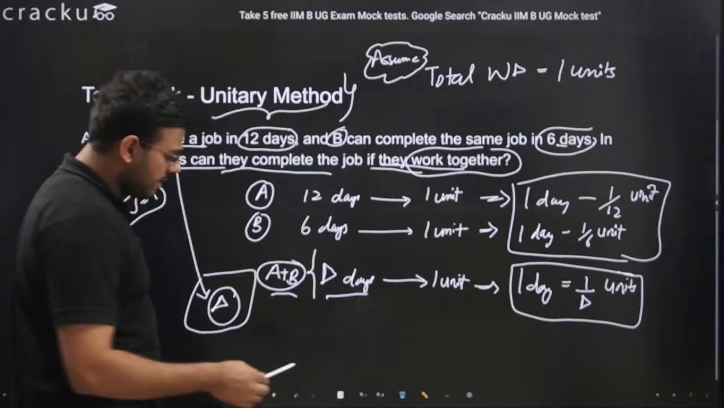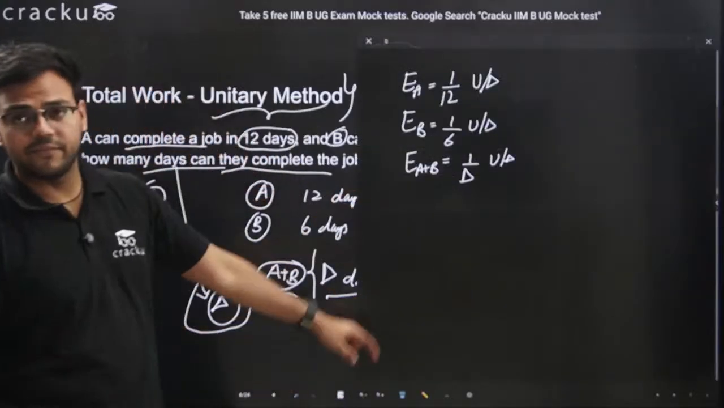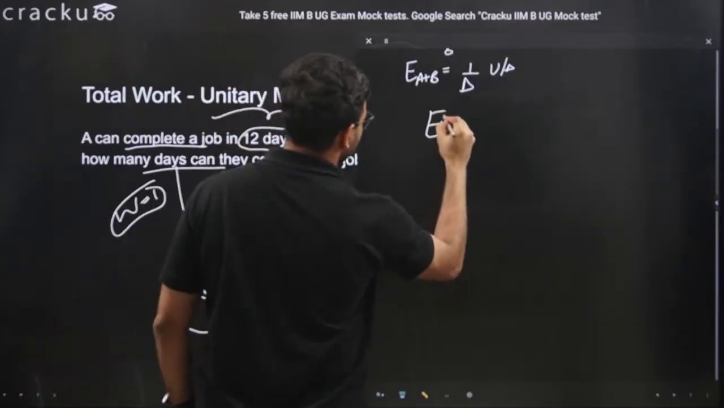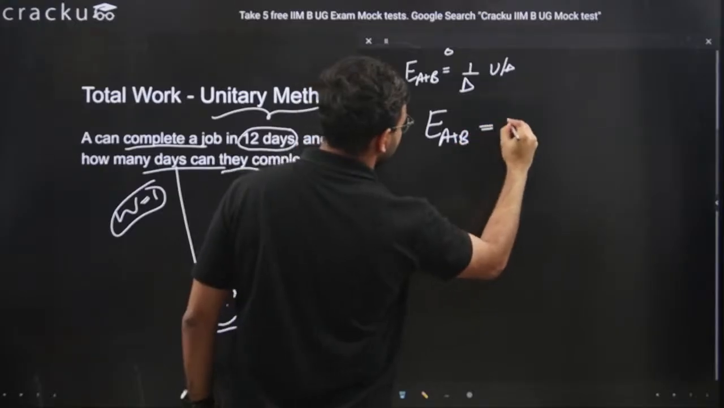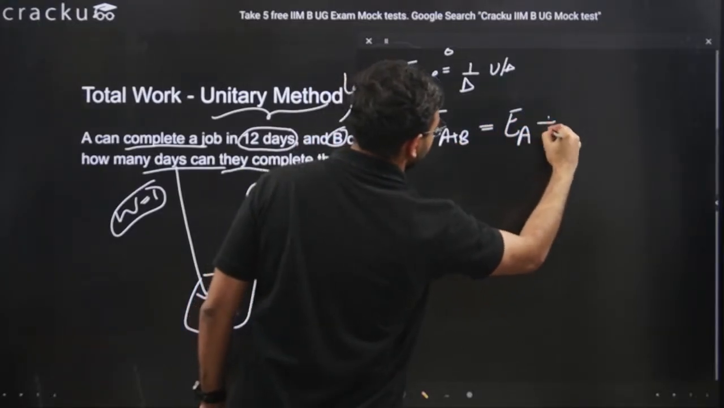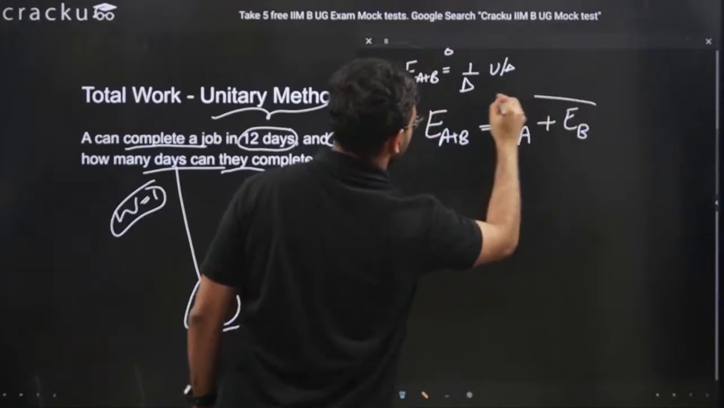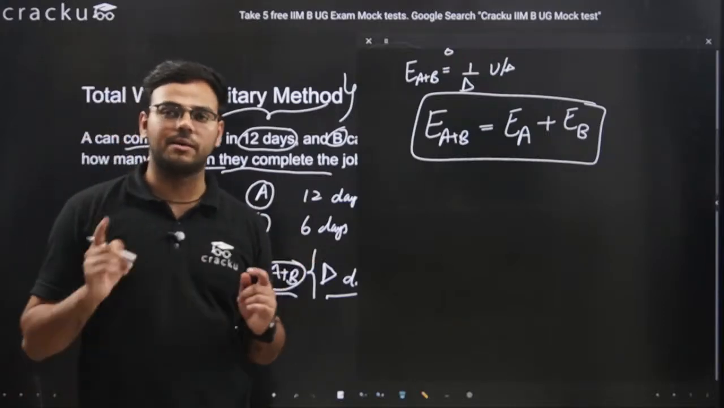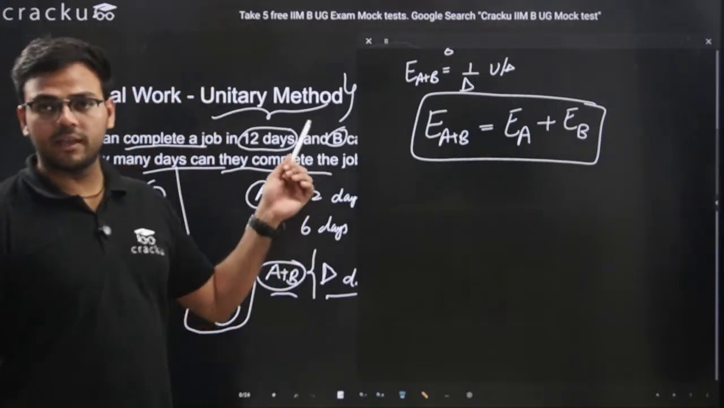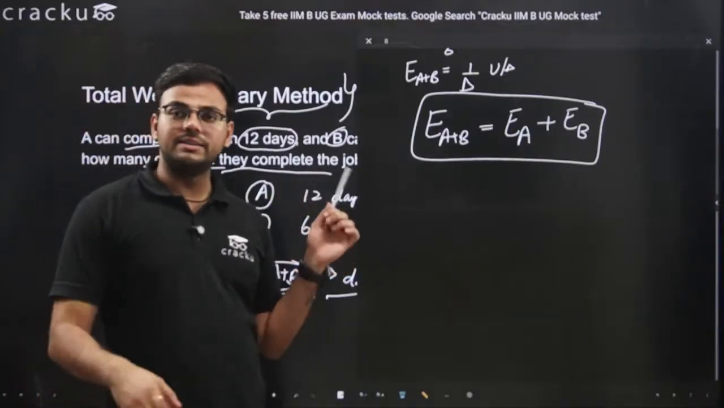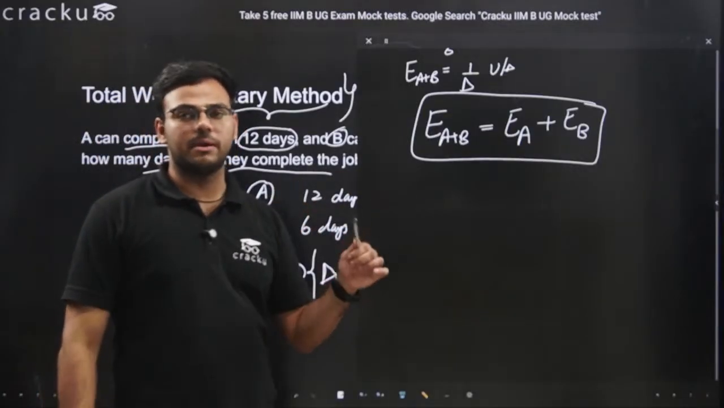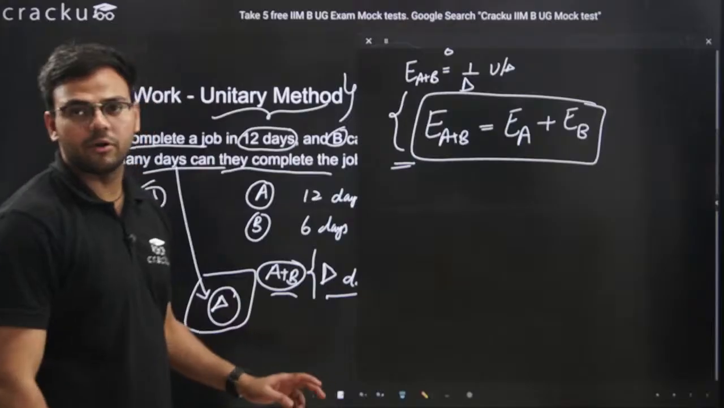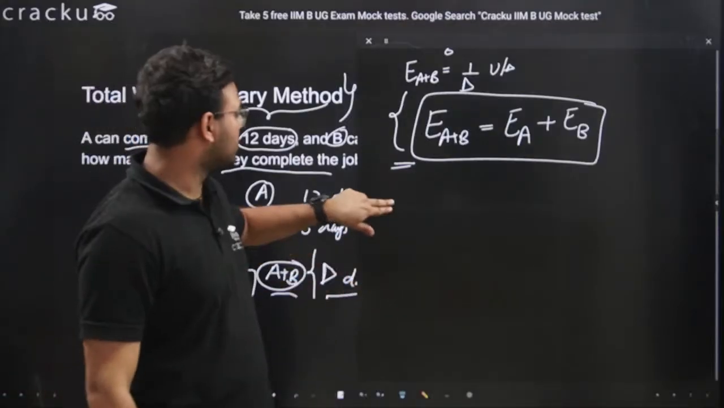So what we basically add up is the efficiencies. This means efficiency of A plus B can be written as efficiency of A plus efficiency of B. So this is the formula which you can use. You can always add the efficiencies but never the number of days. It cannot be said that the number of days taken by A plus B is equal to the number of days taken by A plus the number of days taken by B. This is not possible. Only the efficiencies can be added.